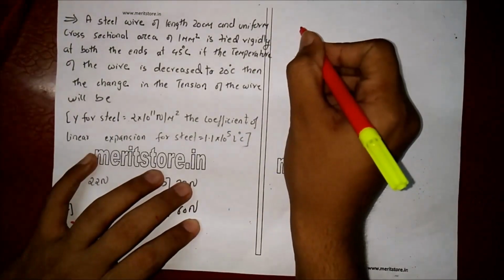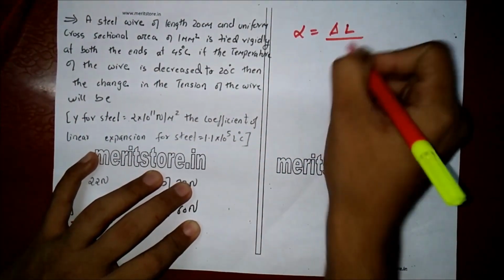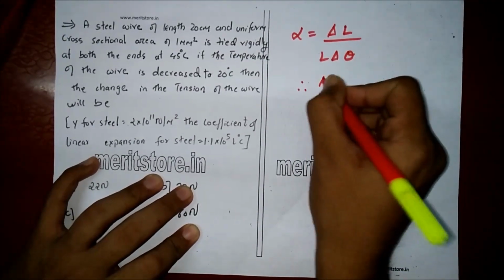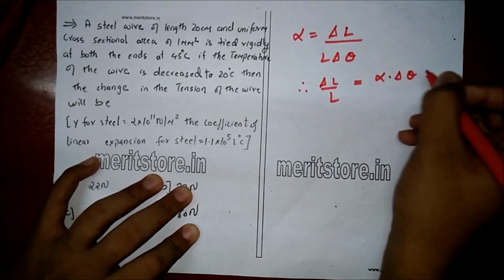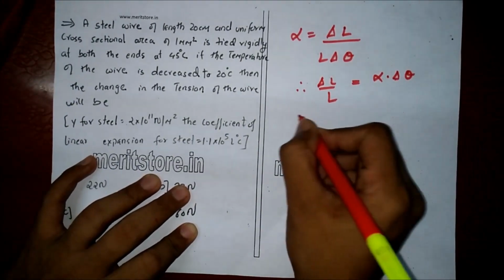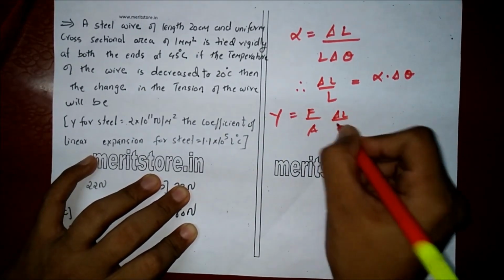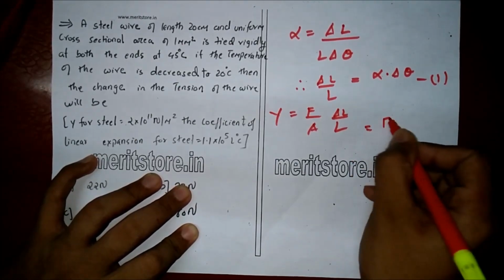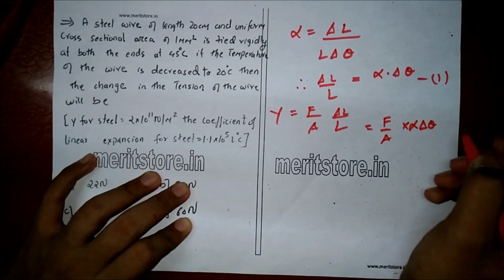Now we know that alpha, which is the coefficient of linear expansion, is given by the change in the length upon the original length into the change in the temperature. Therefore, the change in the length upon L will be equal to alpha into the change in the temperature. Therefore, Young's modulus is given by the formula F upon A into the change in the length upon the original length. From equation 1, substitute the value. Here we get F upon A into alpha into delta theta.